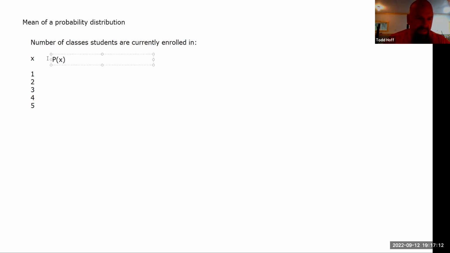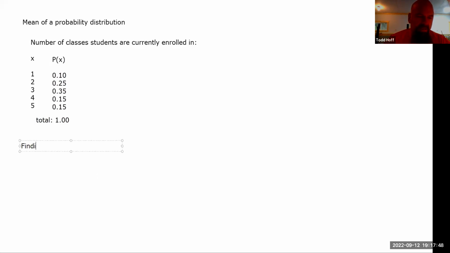So the probability of that number, well, let's say the probability a randomly selected student is only taking 1 class was 0.1. 2 classes is 0.25. 3 classes is 0.35. 4 classes is 0.15, and 5 classes is 0.15. If I add those up, it will come out to be 1.0. So again, this is a valid probability distribution.